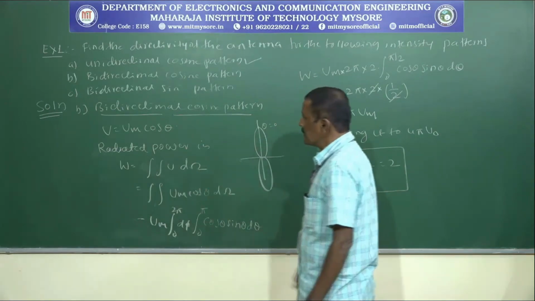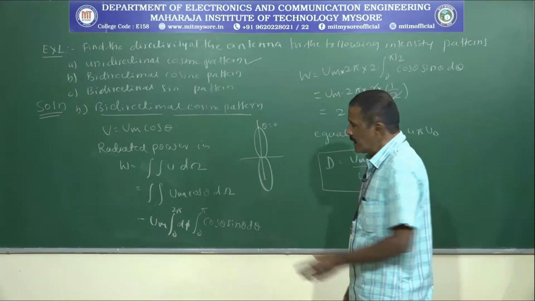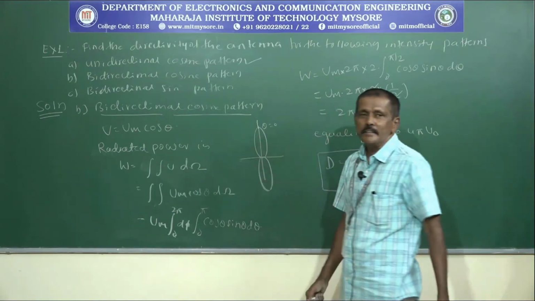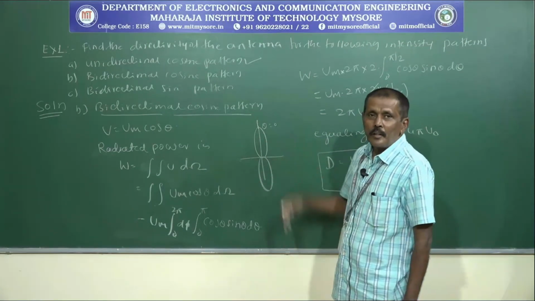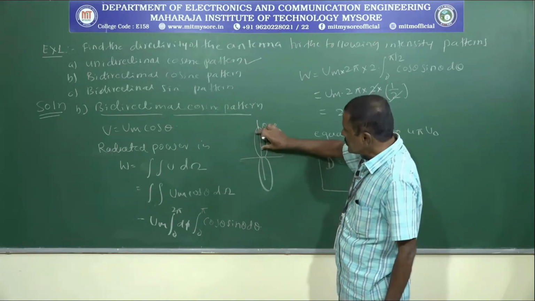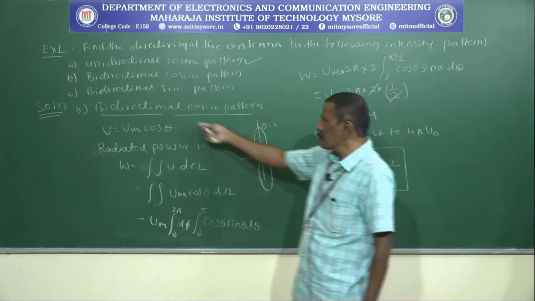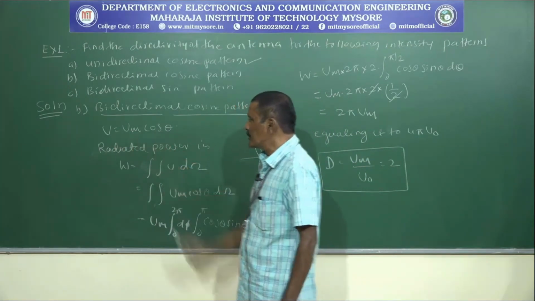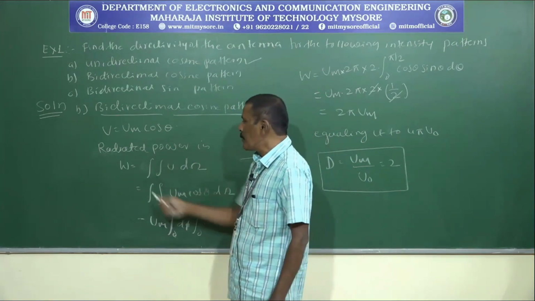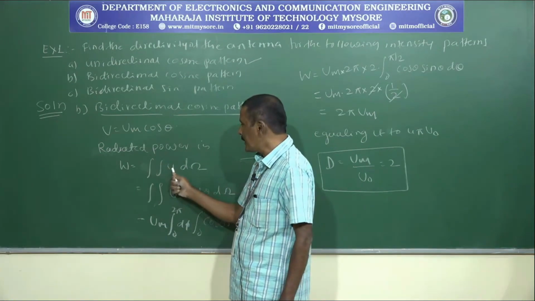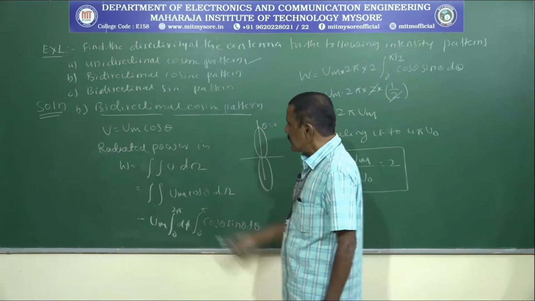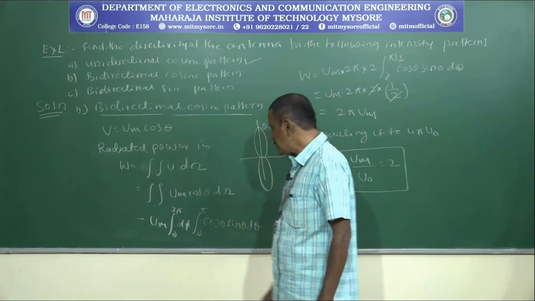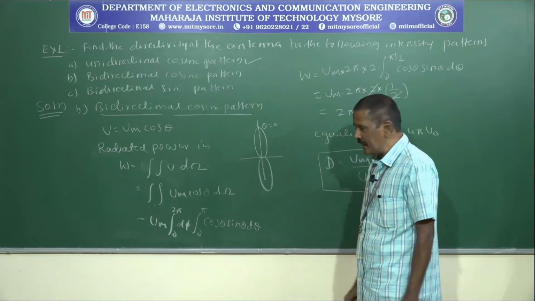Now, consider the second case, the bidirectional cosine pattern. The bidirectional cosine pattern is shown in this figure because the antenna is radiating in two directions. This is one direction, this is another direction. Therefore, it is called bidirectional. Once again here, U is equal to cos theta. Therefore, the radiated power W is equal to the double integration of U d omega, U equal to cos theta, d omega. And you know that d omega is equal to sin theta d theta d phi.